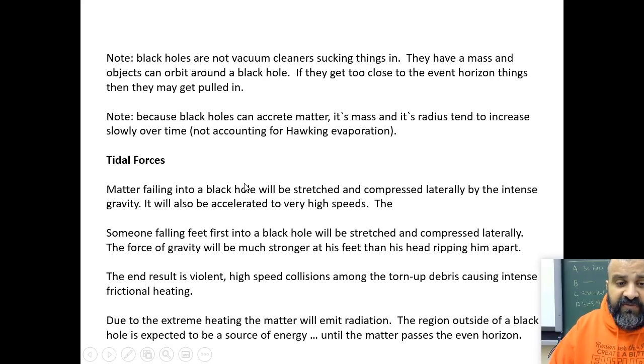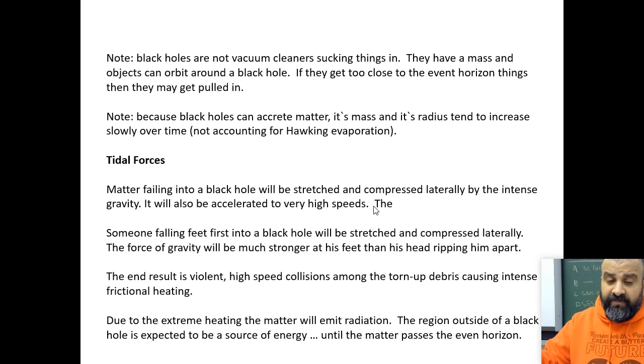Okay, this here, tidal forces, is kind of just talking about the gravity in a black hole. So matter falling into a black hole will be stretched and compressed. They call it spaghettification, where matter will be stretched out by the intense gravity. It will also be accelerated to extremely high speeds due to that gravity. So someone falling feet first into a black hole will be stretched and compressed laterally, with the force of gravity at your feet being way stronger than the force of gravity at your head. So you're stretched to the point where you would be ripped apart.